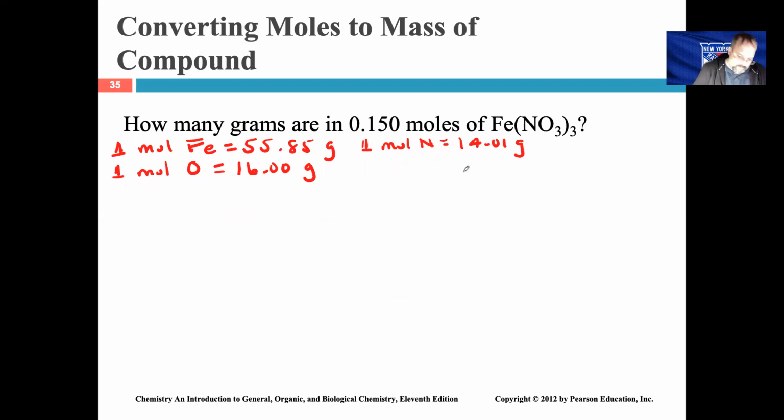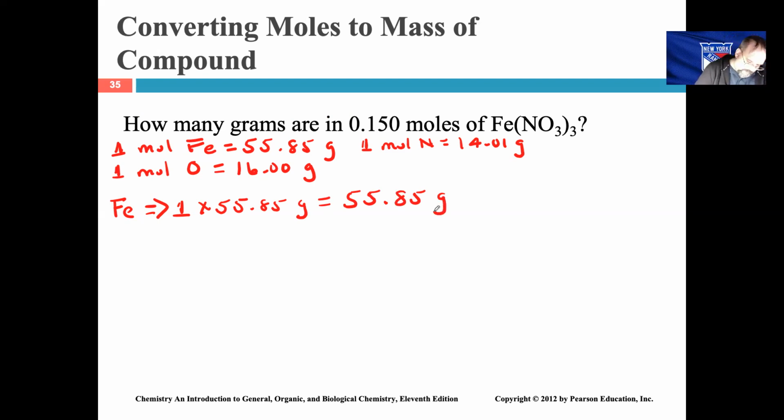So for iron, based on the chemical formula, there's going to be 1 mole of Fe3+ ions, essentially here. So we'll take 1 and multiply that by 55.85 grams. And its contribution to the overall molar mass is 55.85 grams.